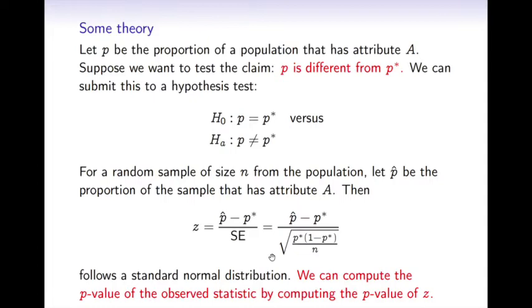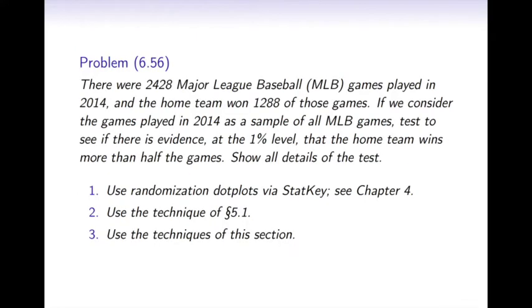The point is that this is going to follow a standard normal distribution, and therefore we can compute the p-value of the observed statistic by computing the p-value of z, this standardized observation. Let's take a look at a couple of problems. Hopefully by the time we're done with these two problems, we'll have a complete understanding of how to do this kind of hypothesis test from 3 different stages, or 3 different methods.